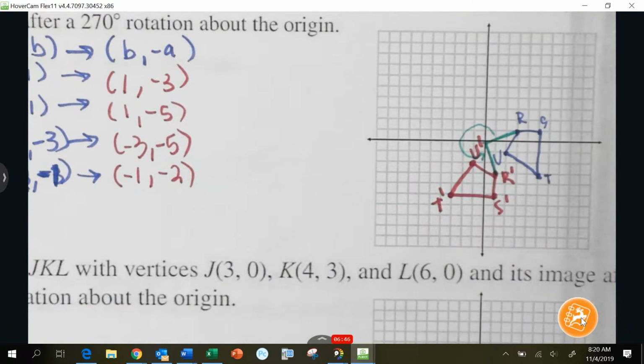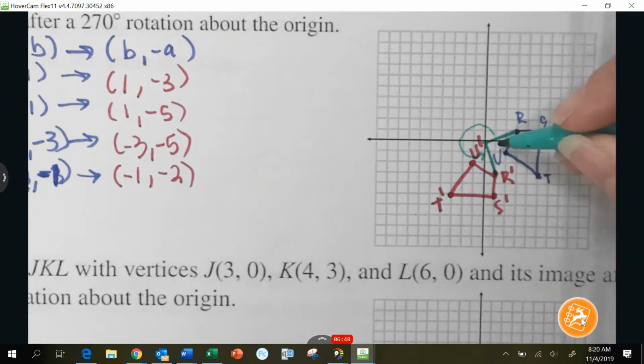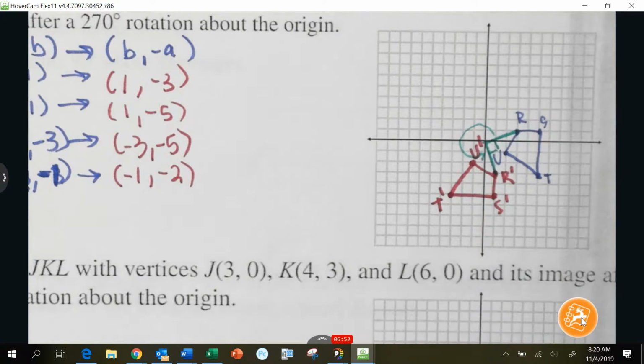What would that mean if I was going clockwise? 90 degrees. So even though we're going 270, it might be hard to look at 270, but if you look the other direction, it should form 90 degrees. And that will work with any of those points up there, not just R. That will work with every single point.